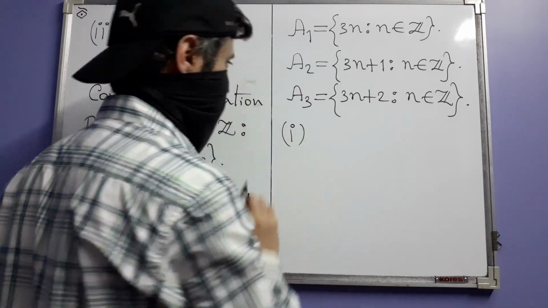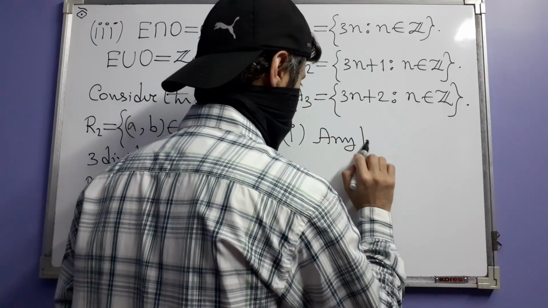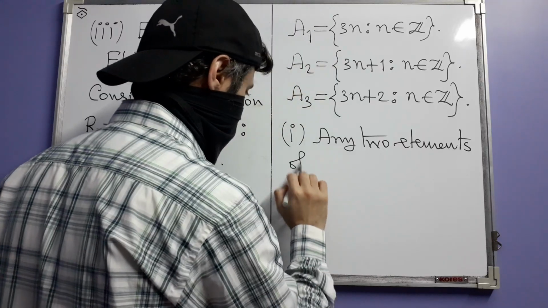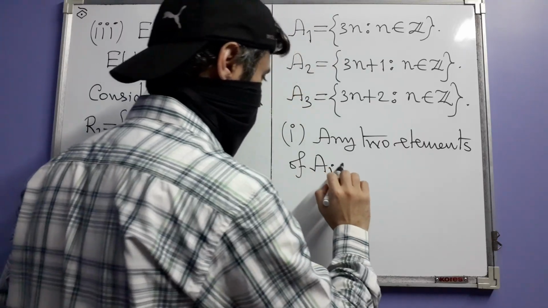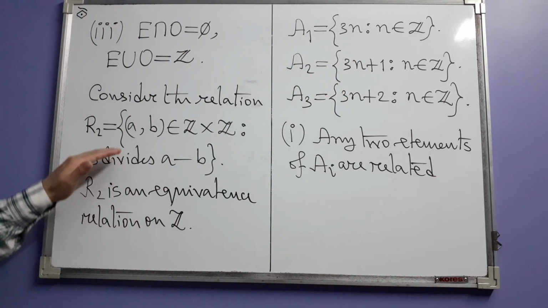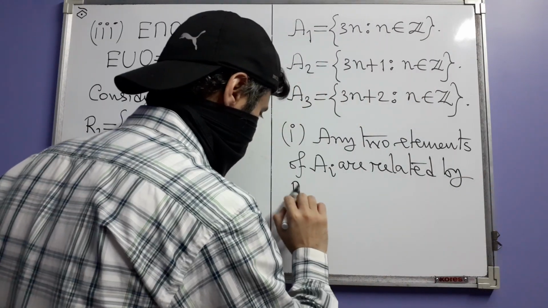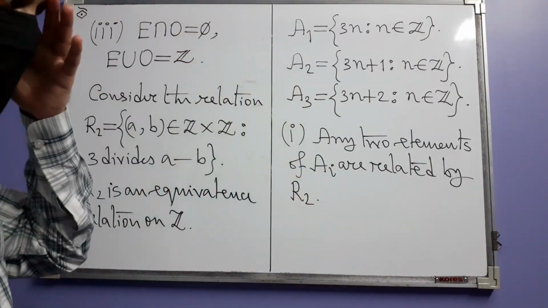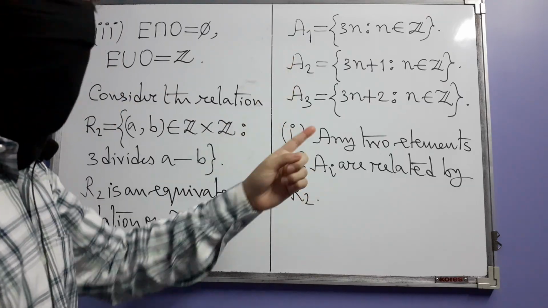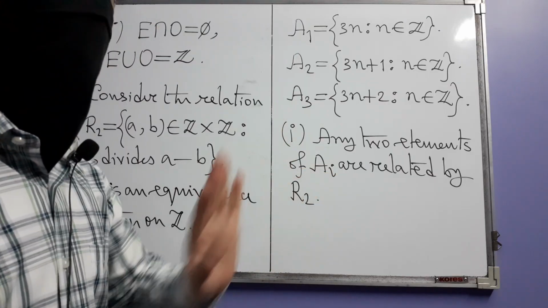The first is that any two elements of Ai are related by this relation R2. In fact, let me just write by R2. Where you can of course understand what i is. i can be 1 or 2 or 3. So that means we are saying something simultaneously about all the Ais.